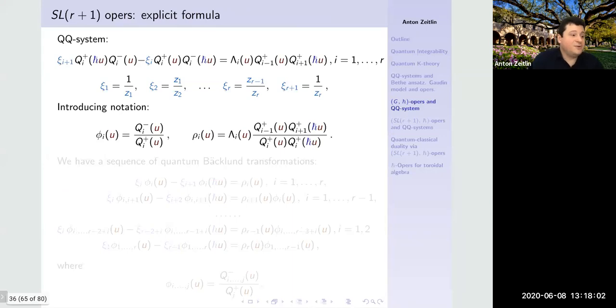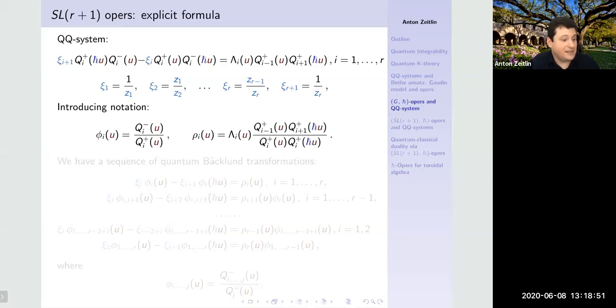Okay, so let me explain how it works for SL_{R+1} opers. So far it was a general case and we didn't play with matrices that much. So let's look at what happens for SL_{R+1} opers. Here I want to pick a particular order, that particular order which I referred to, where our alpha_i are ordered in such a way that our oper is sitting just above the main diagonal. So our lambdas, which correspond to the regular singularities, just sit above the diagonal. So this is a QQ system in that case. This is how it's written.